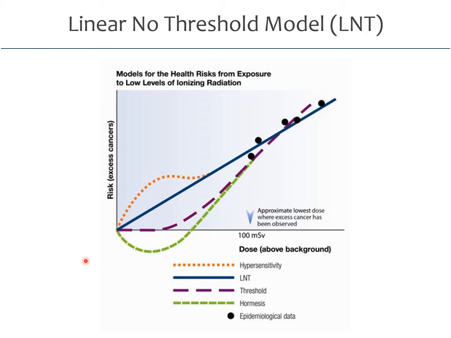LNT is not the only model that has been proposed. Presented in this figure, there are also other models. The hypersensitivity model, which supposes that cancer risks for low doses are higher than those predicted by the LNT. The threshold model, which considers that there is a dose threshold below which the cancer risk is actually zero, and then it rises linearly with dose. And the hormesis model, which supports that low doses of radiation are actually beneficial and not detrimental, and reduce the naturally observed cancer risk.